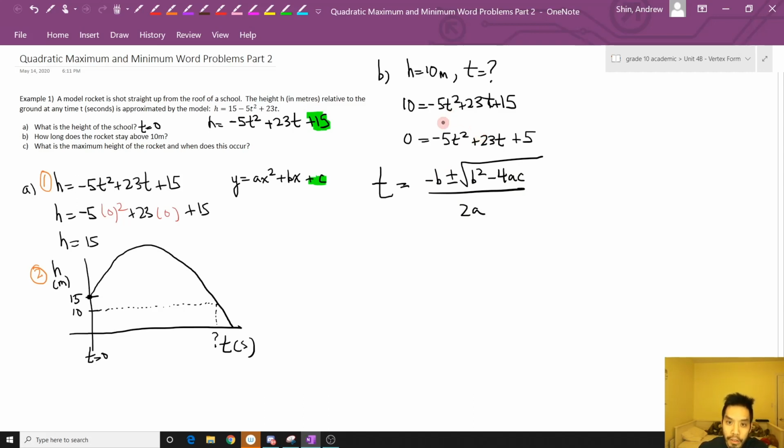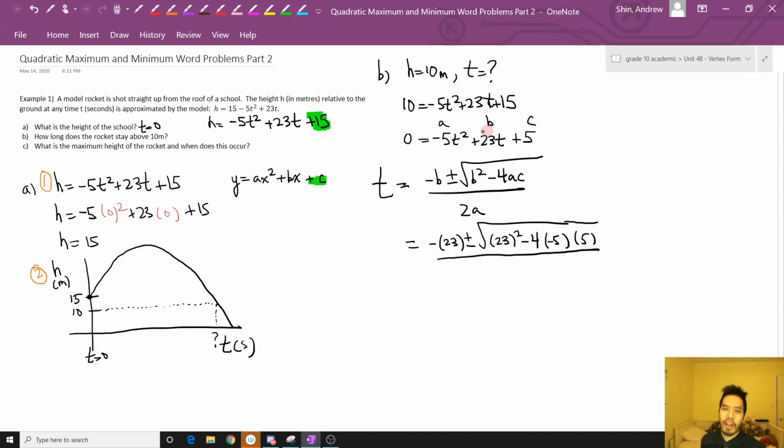And we know that this is going to be the a value, this is the b, and this is the c. So b is going to be 23, so put the 23 in brackets there. Put the 23 in brackets here, 23 squared minus 4 times a, which is negative 5, and c is positive 5. Extend the square root sign because it's too short. And 2 times a, which is going to be 2 times negative 5. And now we're going to use our calculator.